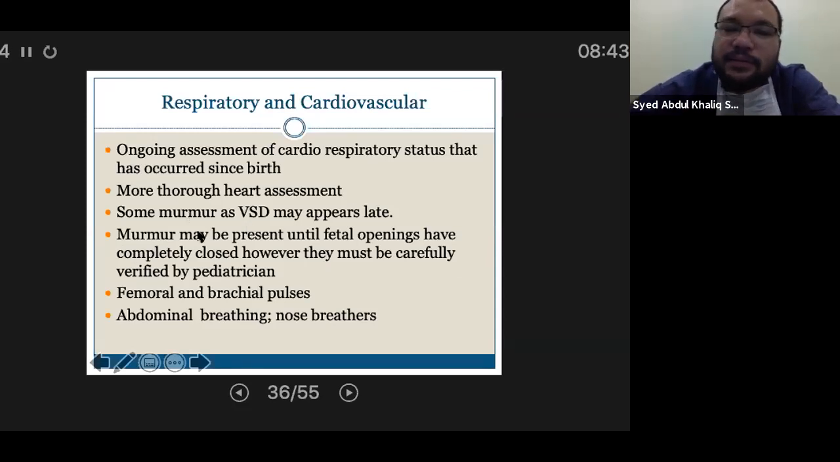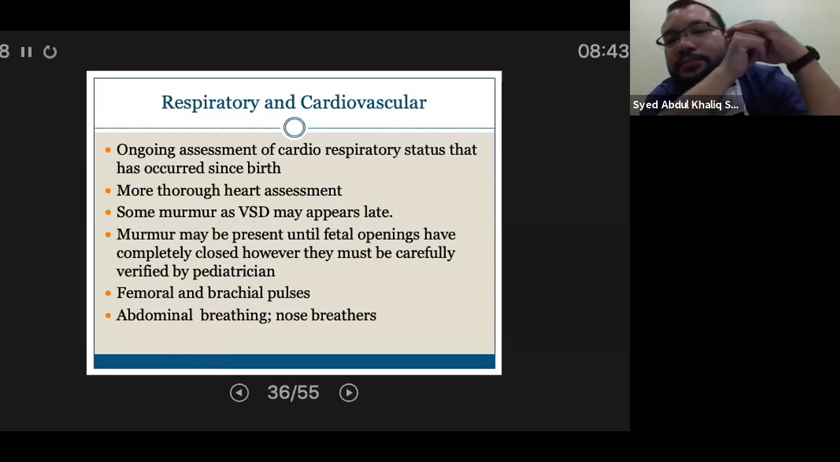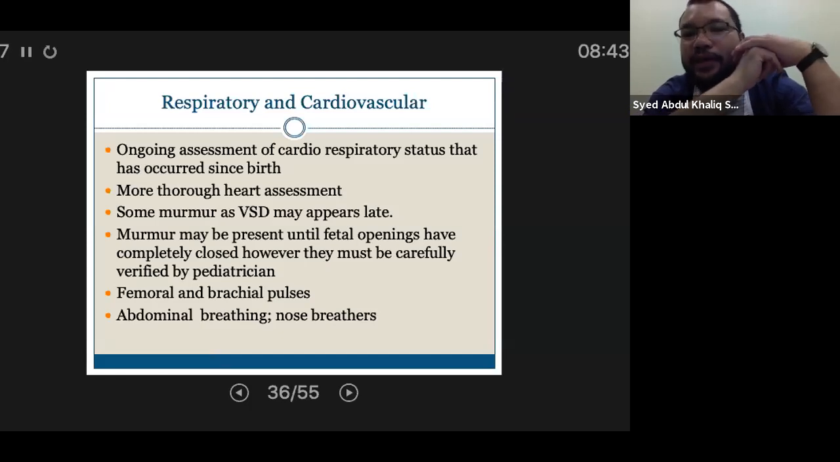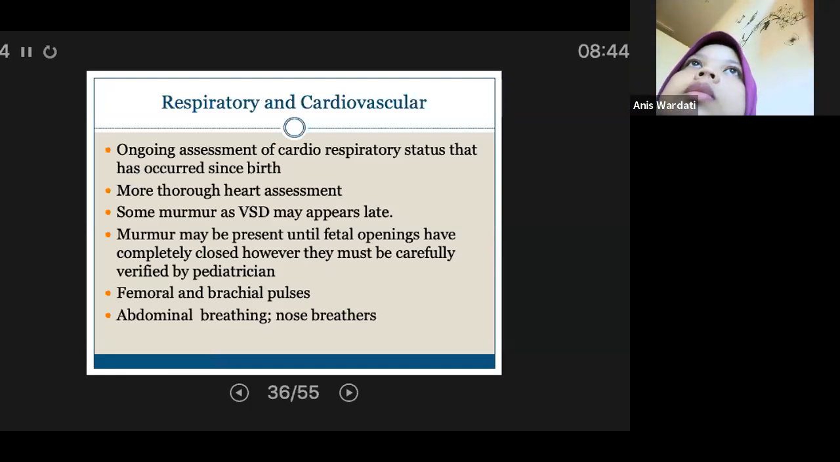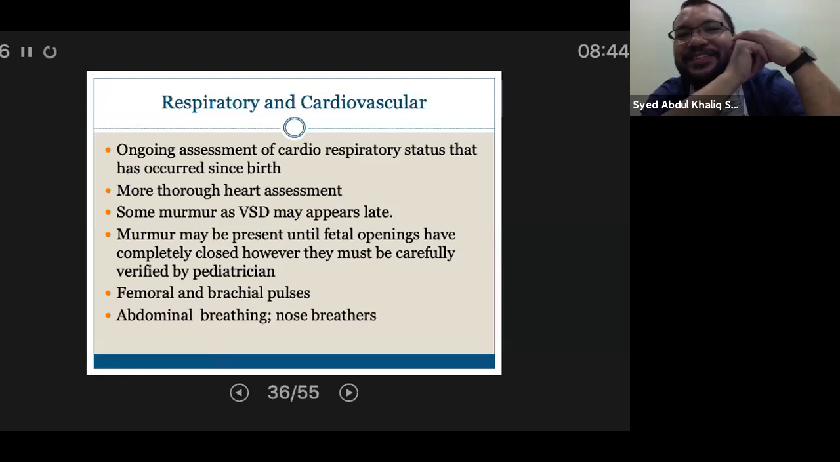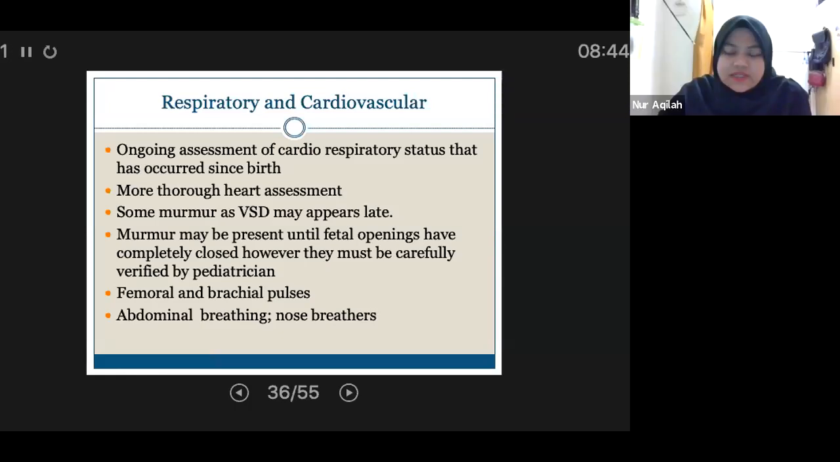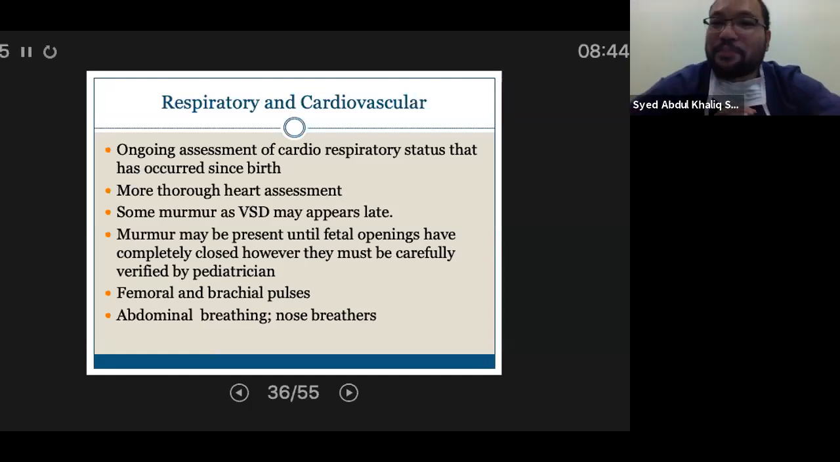Some murmurs like VSD may appear late. Why do they appear late? Why is a VSD murmur usually only heard after day 5 of life? Any reason why? Something I've mentioned: when the pulmonary artery pressure has reduced. Yes, because of pulmonary pressure.